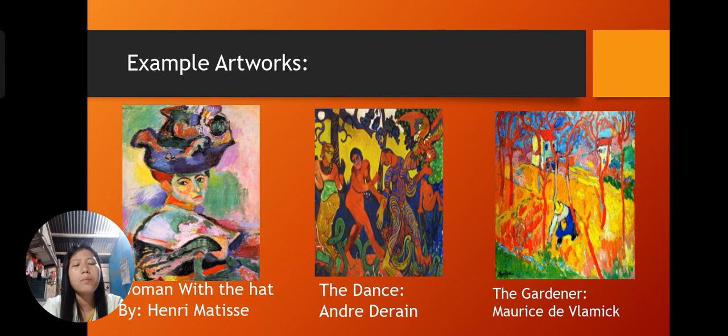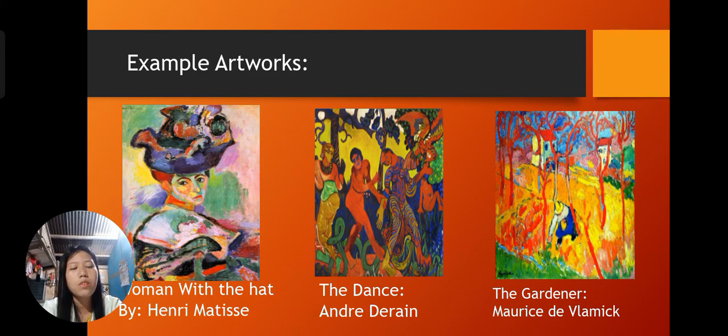We have here an example of an artwork, The Woman in the Hat, by Henri Matisse. It depicts his wife Amélie, and it was painted in 1905 and exhibited at the Salon d'Automne during the fall of the same year, along with works by André Derain and Maurice de Vlaminck.